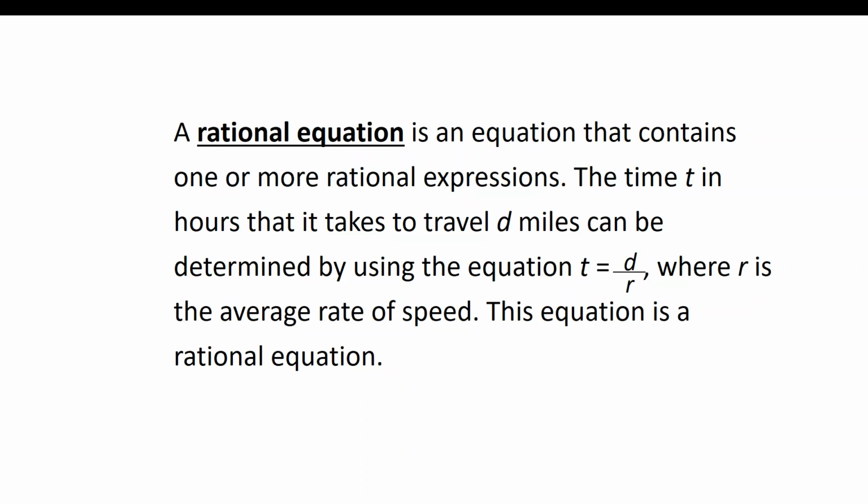A rational equation is an equation that contains one or more rational expressions. One example is the distance equation. We know the distance formula is distance equals rate times time. If I wanted to solve for time, I could divide both sides by r, and I would have time equals distance over the rate. This is an example of a rational equation. The time t in hours that it takes to travel d miles can be determined by using the equation t equals d over r, where r is the average rate of speed. This equation is a rational equation.